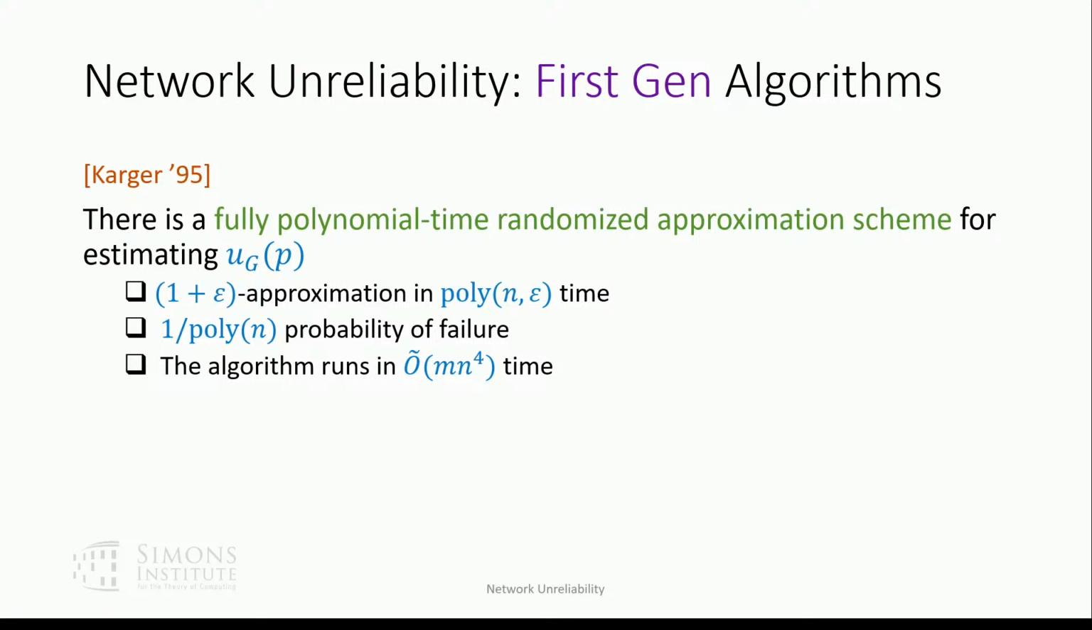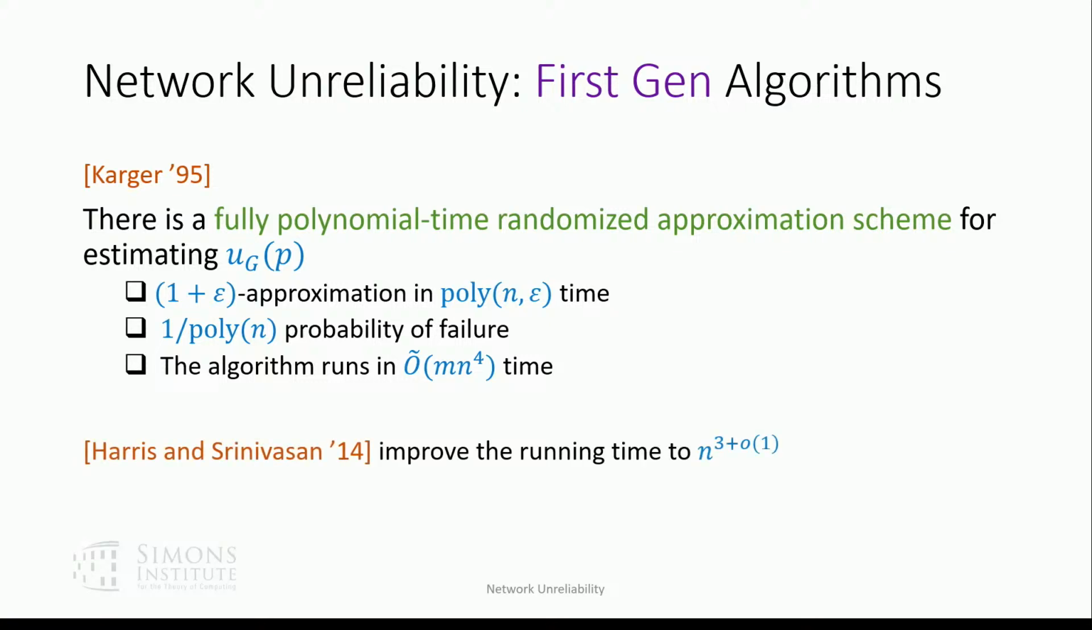It is a Monte Carlo algorithm, so there will be some small chance that the algorithm will fail and give you some junk, but that probability is going to be 1 over polynomial in n. And the algorithm runs in time something like m times n to the 4. Okay, so at that point of time, the goal was to just get a polynomial algorithm. It wasn't so much to optimize the running time.